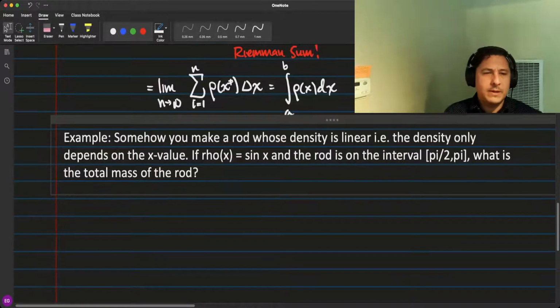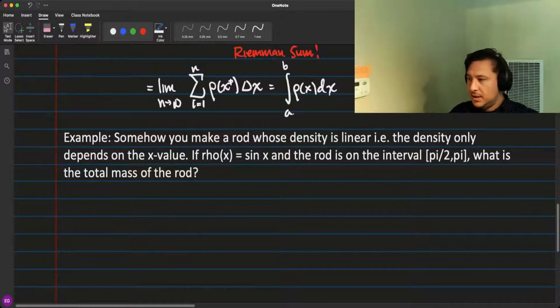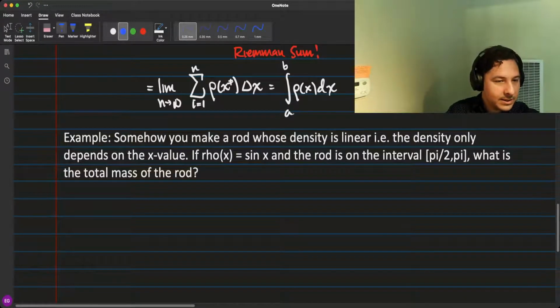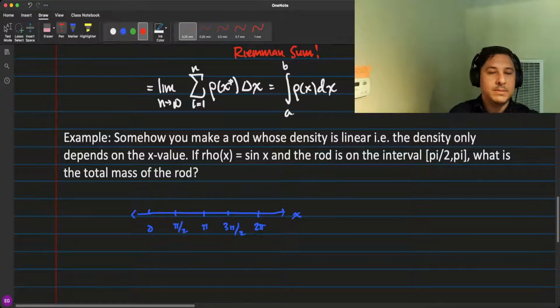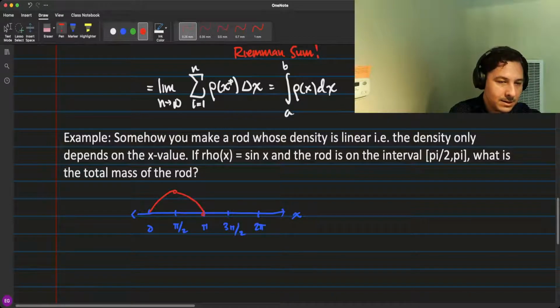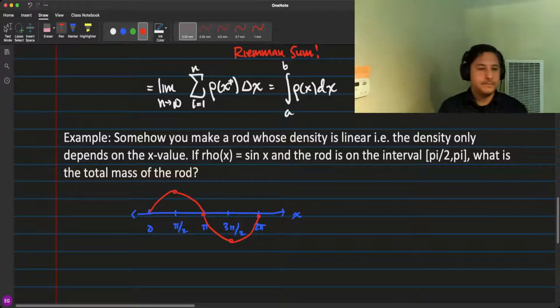Okay, so this is a really weird rod, because let's draw a little x-axis. This will be 0, pi over 2, pi, 3 pi over 2, 2 pi. So the density depends upon sine. And the value of sine looks like this between 0 and 2 pi, right?